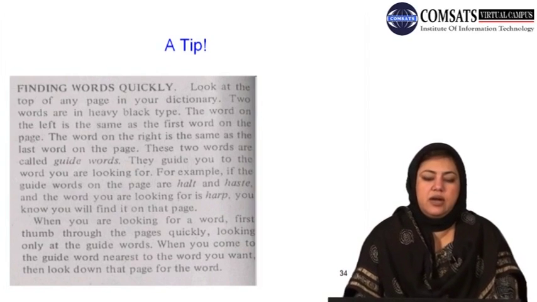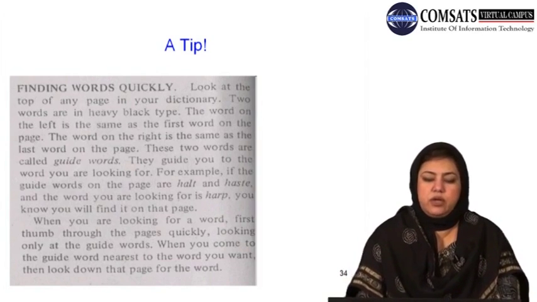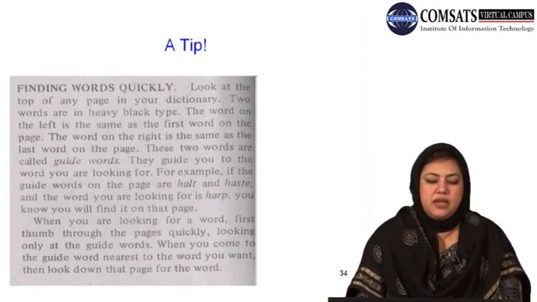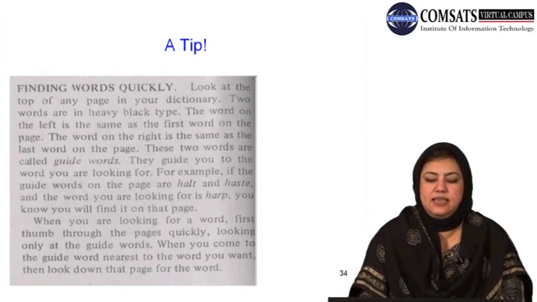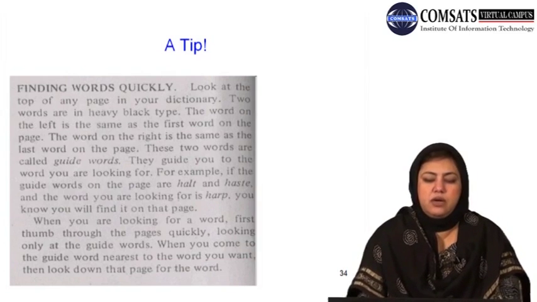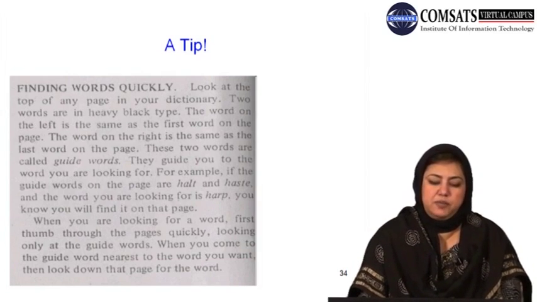So actually these are called guide words. They guide you to the word you are looking for. For example, if the guide words on the page are halt and haste, and the word you are looking for is harp, then HAL is from halt and HAS is from haste, so R comes somewhere between L and S. It means the word harp you are looking for, you would find it on that page.